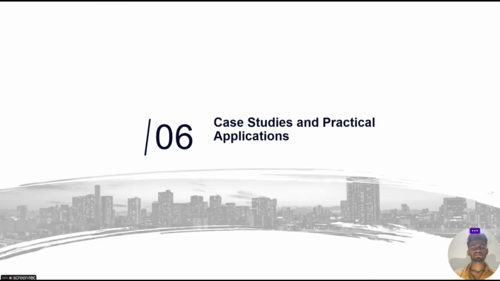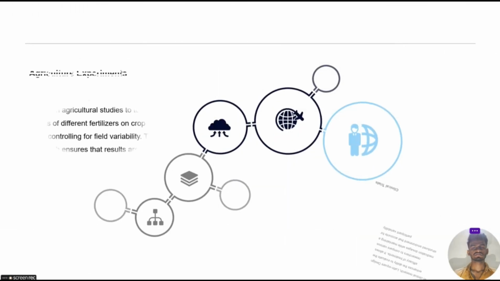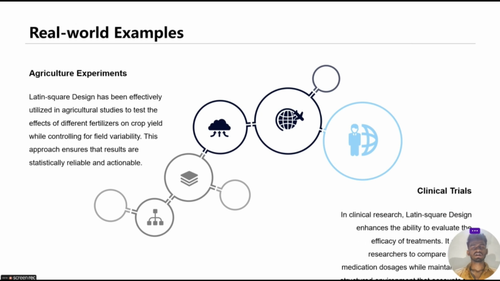Case studies and practical applications. Real-world examples. Agriculture experiments. Latin square design has been effectively utilized in agricultural studies to test the effect of different fertilizers on crop yield while controlling for field variability. This approach ensures that the results are statistically reliable and actionable. Clinical trials.